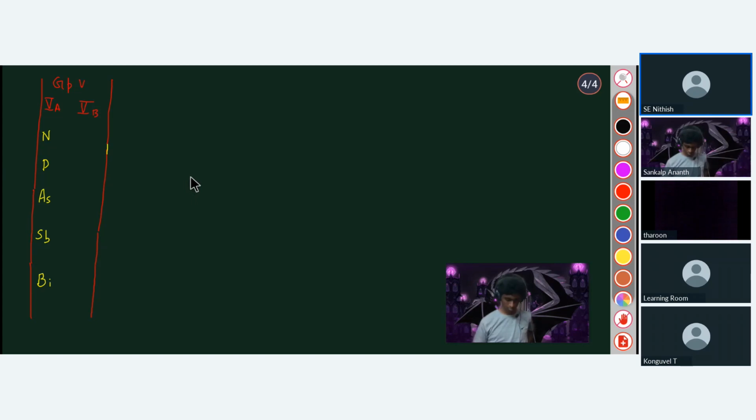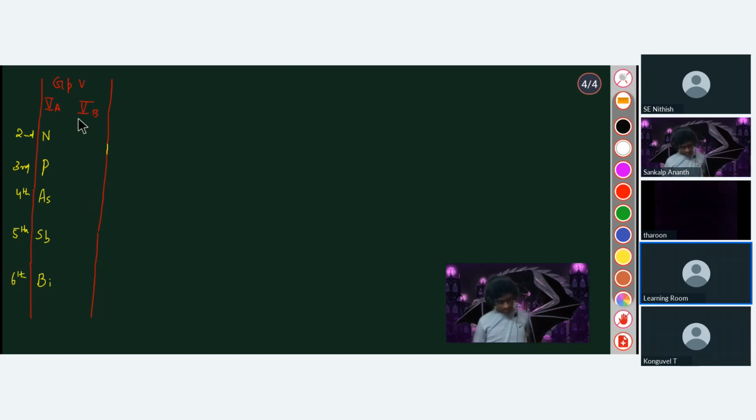Nitrogen, then what is this? It is P. P is phosphorus. Nitrogen, phosphorus, arsenic, antimony, bismuth. I will write here that this is your second period, this is the third period, and this is the fourth period. Then the fifth period, and this is the sixth period, right?